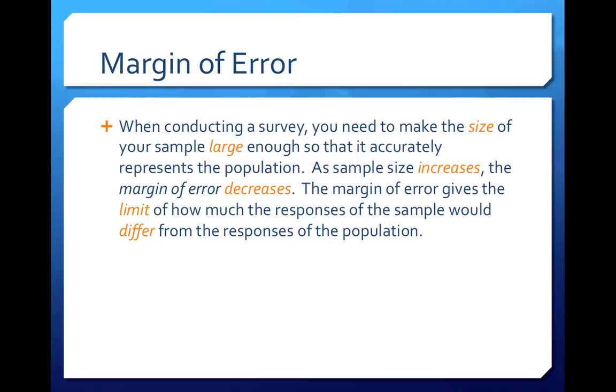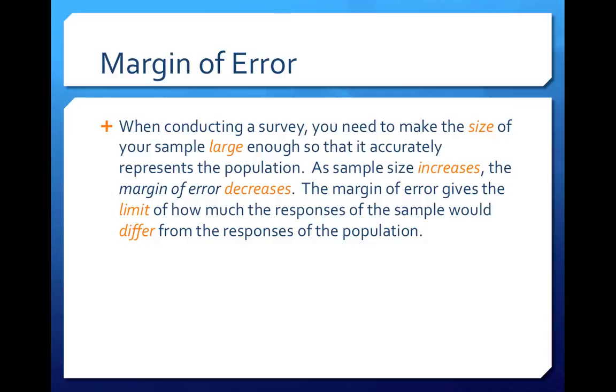The margin of error gives you the limit of how much the responses from your sample are going to differ from the responses of your population. You'll see this a lot if you're watching the news and they give you the results of a survey, especially during an election season. They'll say that Romney is at 28% and Obama is at 34%.